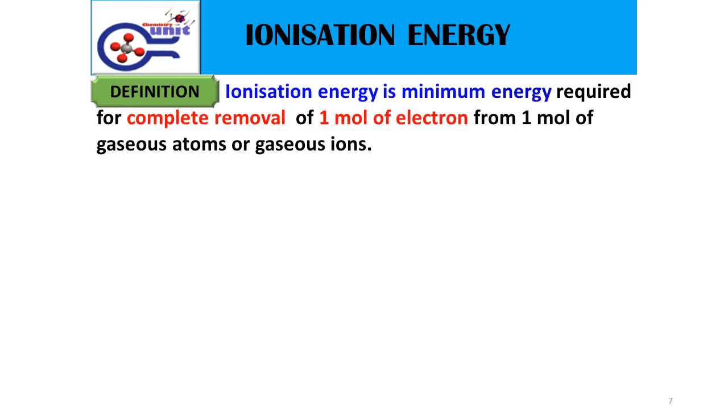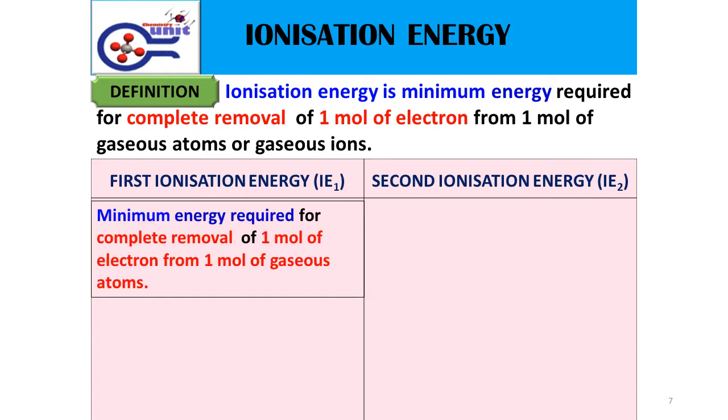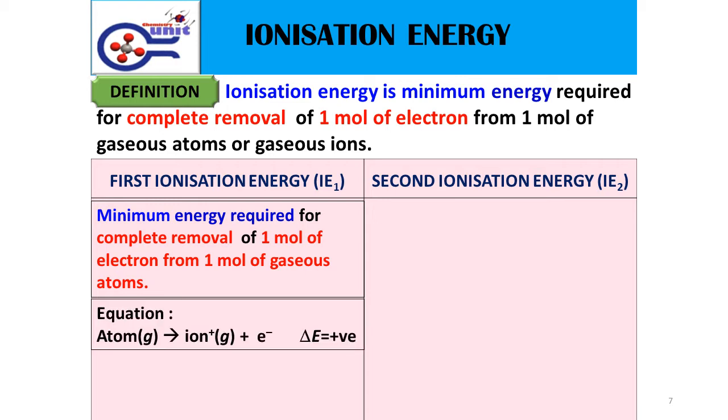Ionization energy is the minimum energy required for complete removal of 1 mol of electrons from 1 mol of gaseous atoms or gaseous ions. First ionization energy, IE1, is the minimum energy required for complete removal of 1 mol of electrons from 1 mol of gaseous atoms. Equation: gaseous atom forms a gaseous positive ion by releasing an electron, with a positive value of ionization energy. Example: gaseous sodium atom forms gaseous sodium ion by releasing an electron with 496 kJ per mol.